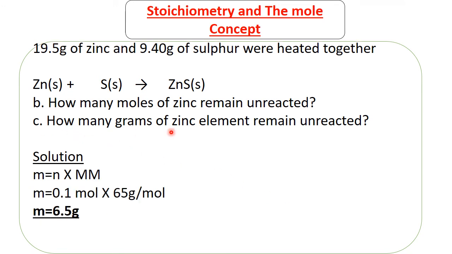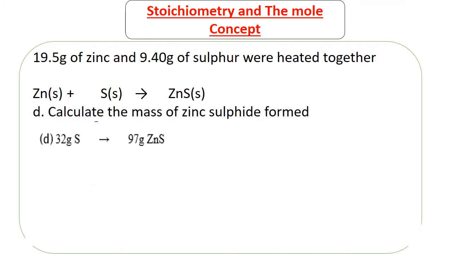Question C: how many grams of zinc element remain unreacted? We have determined that the number of moles that remain unreacted is 0.1. The job is just to convert that 0.1 to mass. Mass is equal to number of moles times molar mass. 0.1 times the molar mass of zinc, which is 65 grams per mole. So the mass of zinc that remains unreacted is 6.5 grams.